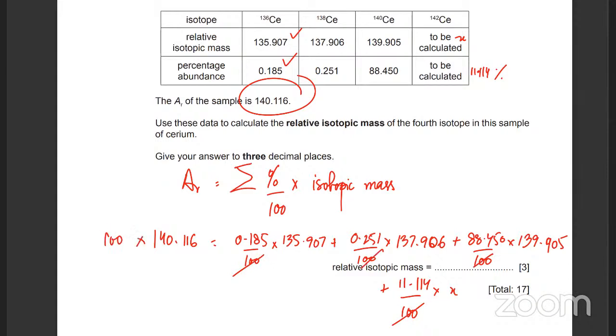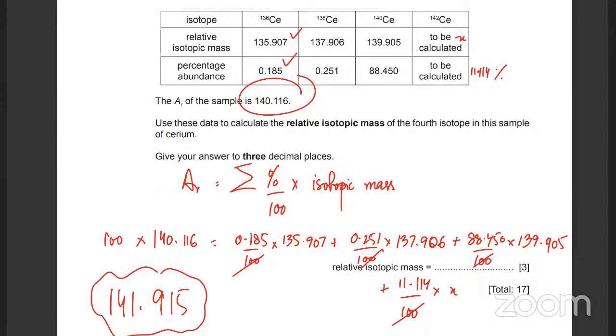Can someone tell me what the answer is? Make sure you try and do this calculation. This is a tough calculation to perform on your calculator. So it's 141.915. And it should be accurate up to 3 decimal places. So that's going to be your answer.